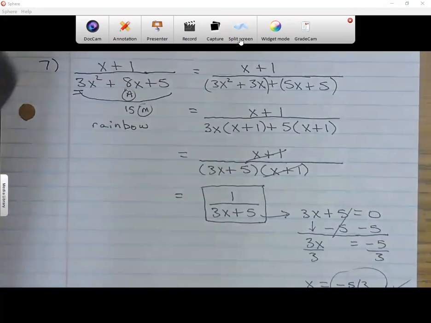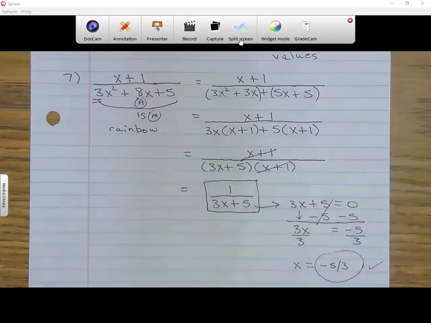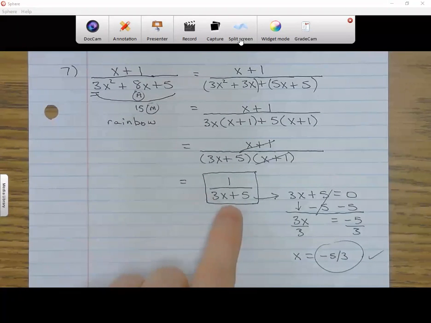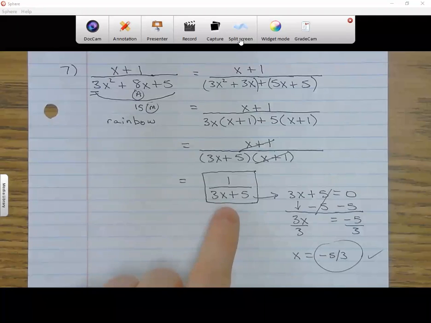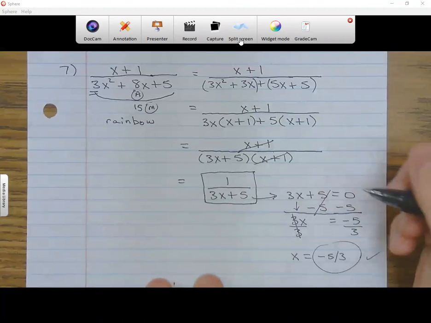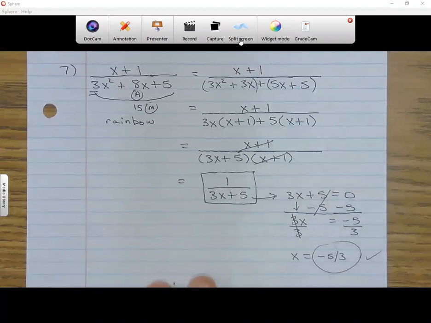Let me zoom out so you can see that. Okay, so that's number 7. Your reduced form is 1 over 3x plus 5, and the only thing that x can't be in this problem is negative 5/3. And of course, the 3's cancel out up here, so you don't need to worry about those anymore. Just the x gets brought down. Okay, so that's the only number that x cannot be.